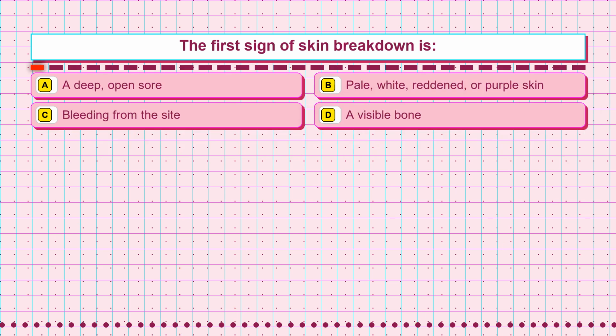Question 82. The first sign of skin breakdown is Option A, a deep, open sore. Option B, pale, white, reddened, or purple skin. Option C, bleeding from the site. Option D, a visible bone.